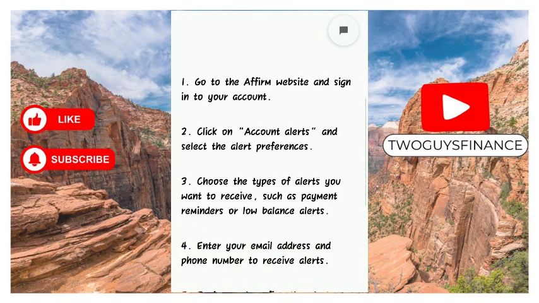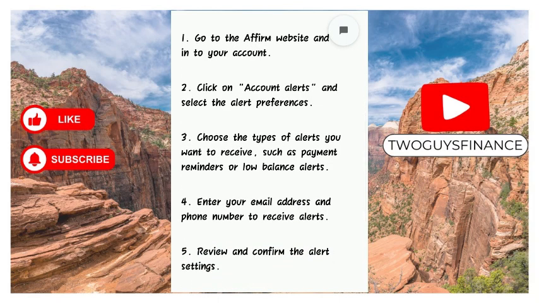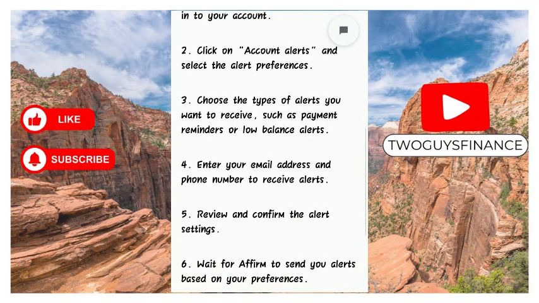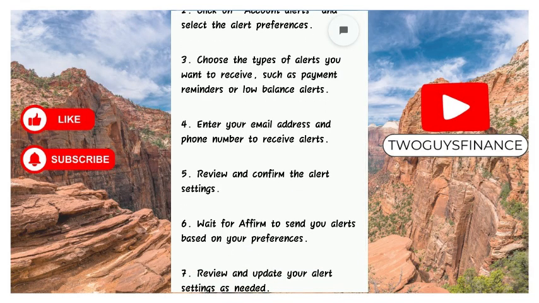Next, you're going to enter your email address and phone number to receive these alerts, and you can review and confirm the alert settings at any point in time. Once that's done, just wait for Affirm to send you alerts based on your chosen preferences. And you can also review and update your alert settings whenever you need to do that.